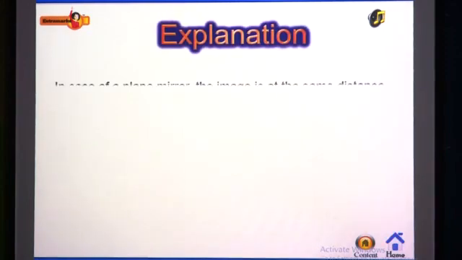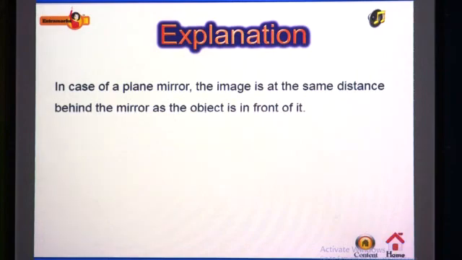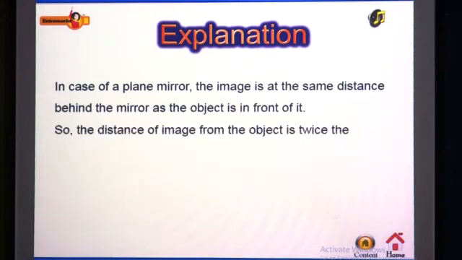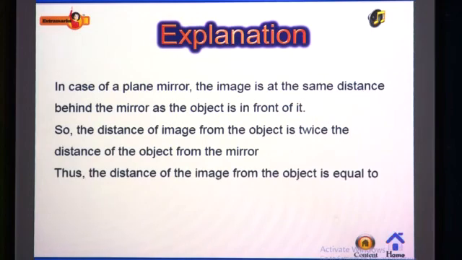In case of a plane mirror, the image is at the same distance behind the mirror as the object is in front of it. So the distance of image from the object is twice the distance of the object from the mirror. Thus, the distance of the image from the object is equal to 12 cm.